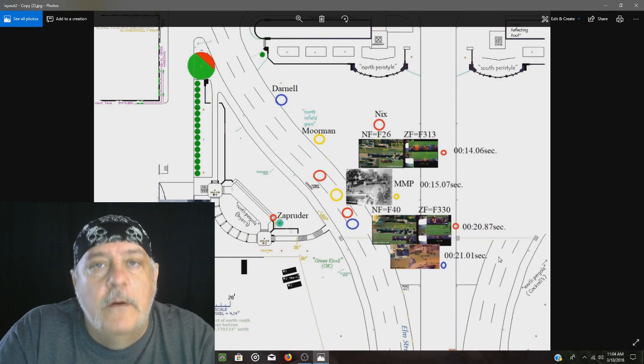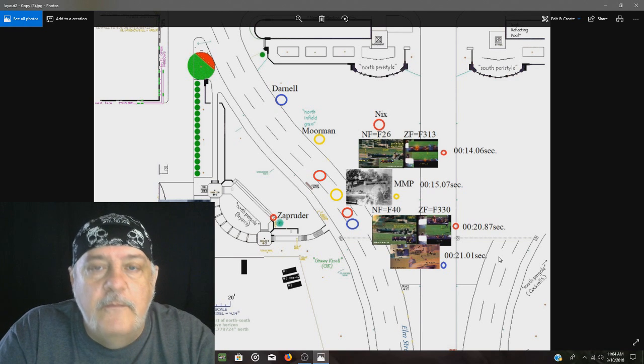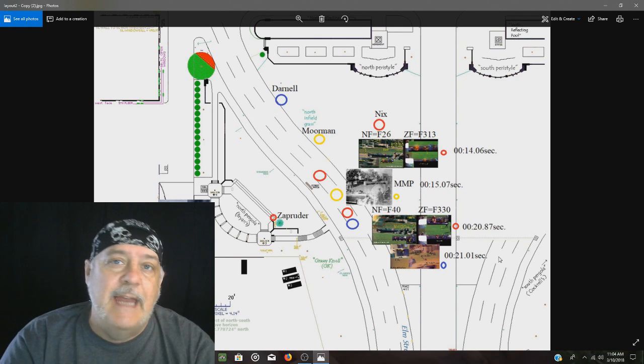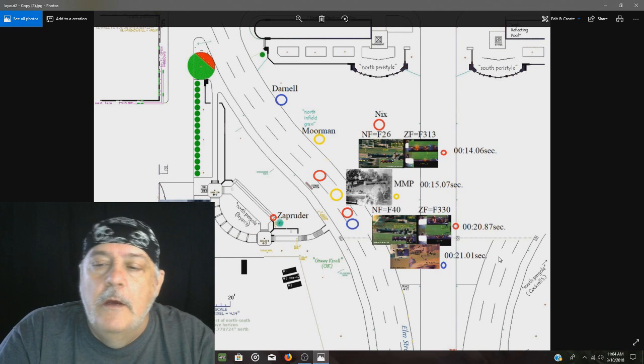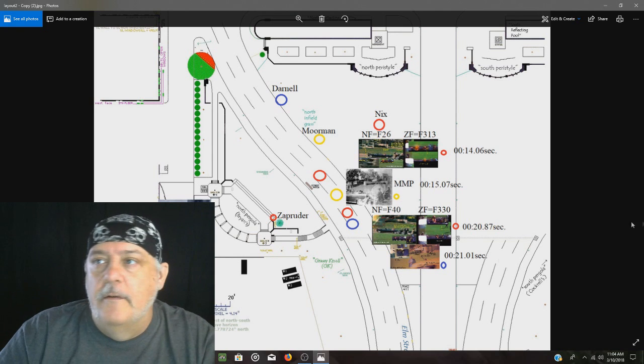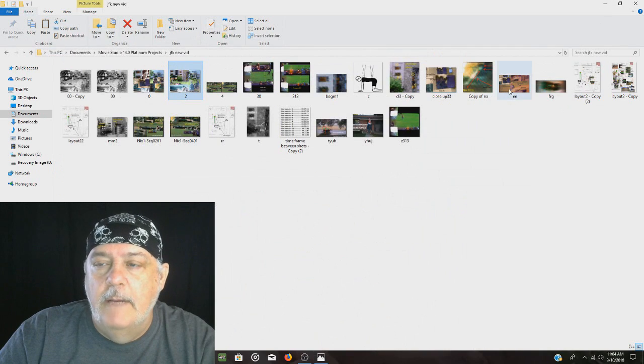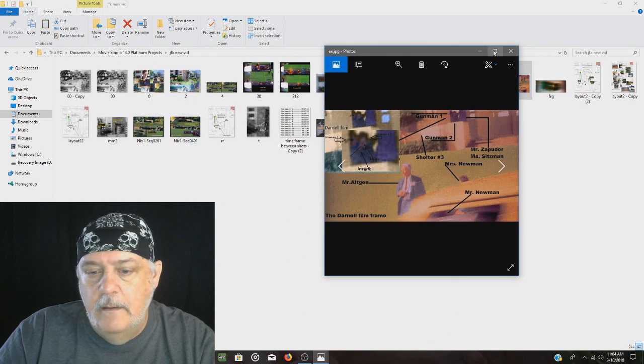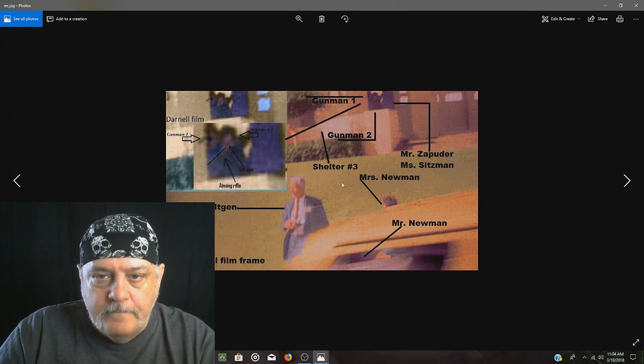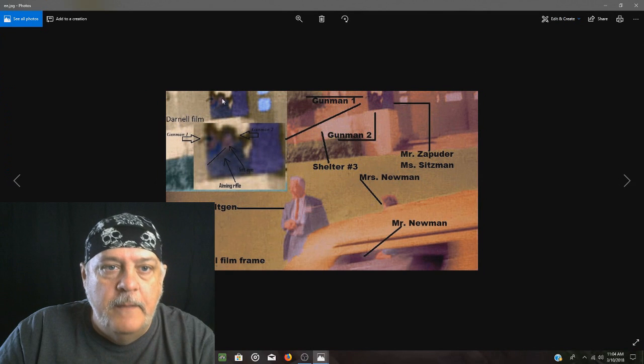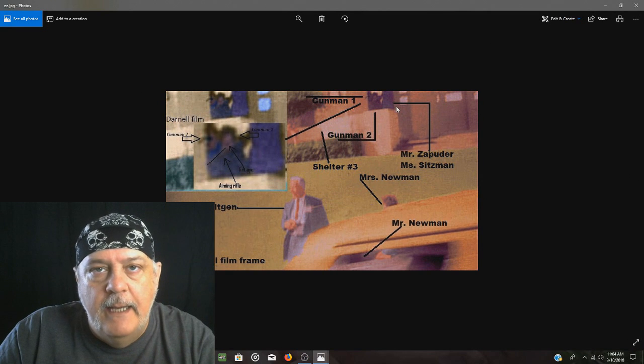Then we have the Darnell film. The Darnell film shows the side view of the gunman still aiming his rifle. Again, this image was taken after he took his shot. Because when we look at this, we see the one gunman. We're going to look at the Darnell image. We see the one gunman right here still aiming his rifle, and the gunman behind him.